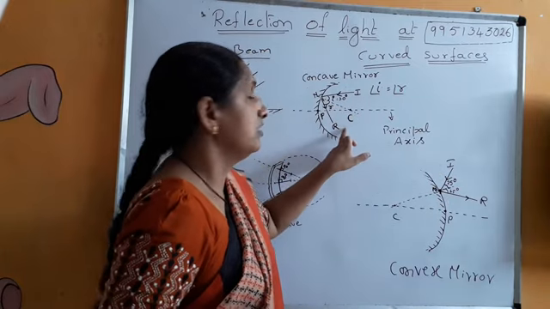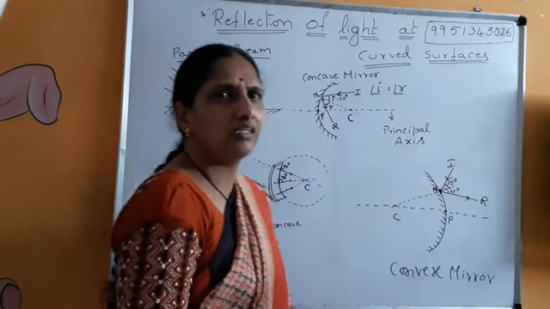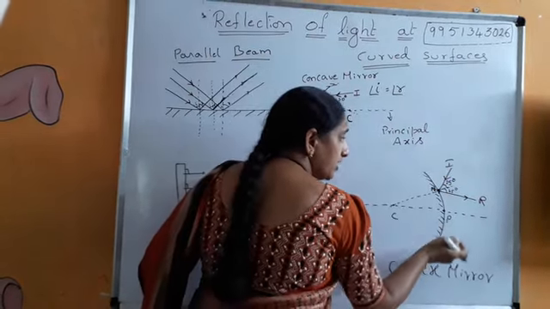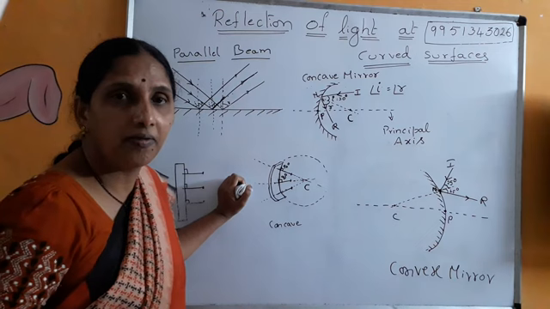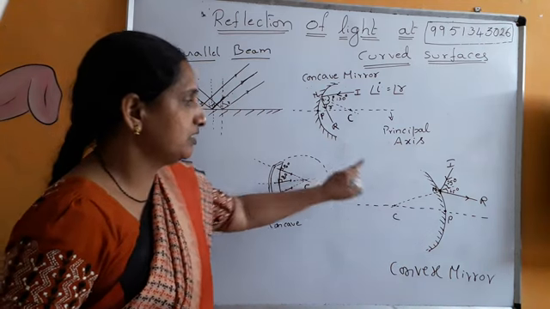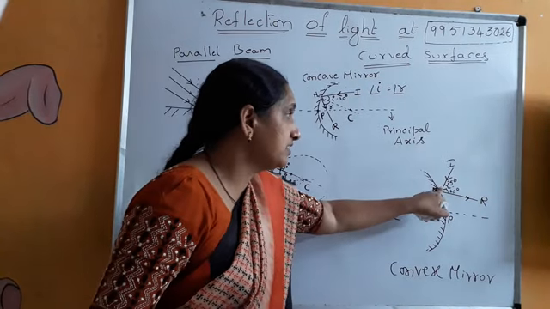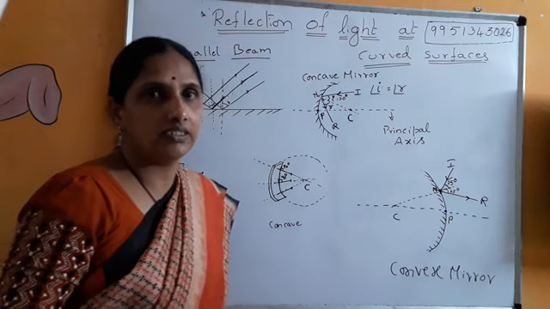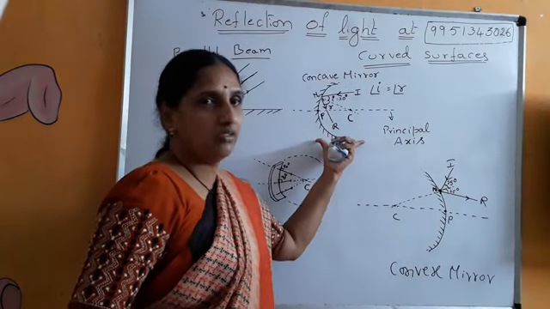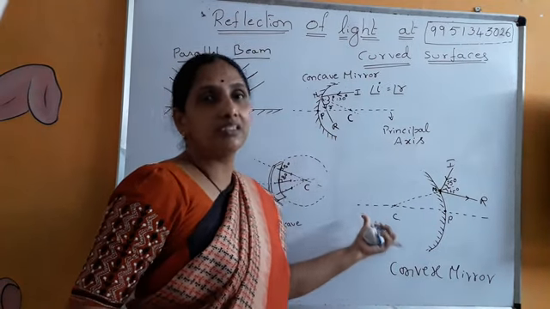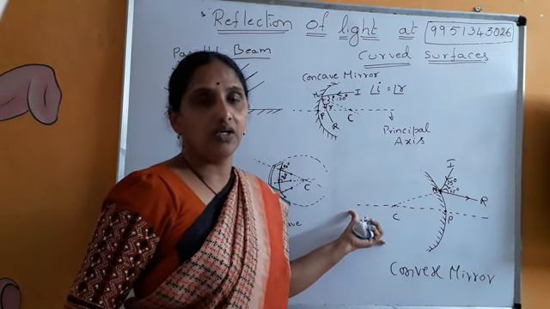Here it is on the concave surface. The behavior is the same. The only difference here is that the curvature you are taking here is bulged out and this one is inward. So this is all about how the ray will get reflected when it is incident on curved surfaces. In the next classes we are going to study completely what characteristics these mirrors have and what kind of images they can cast and all that.